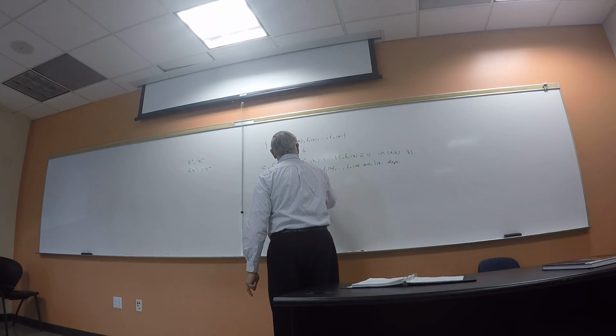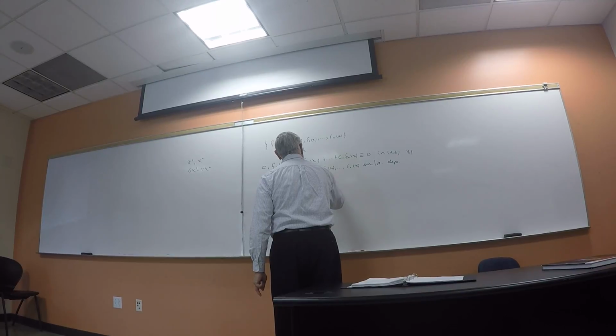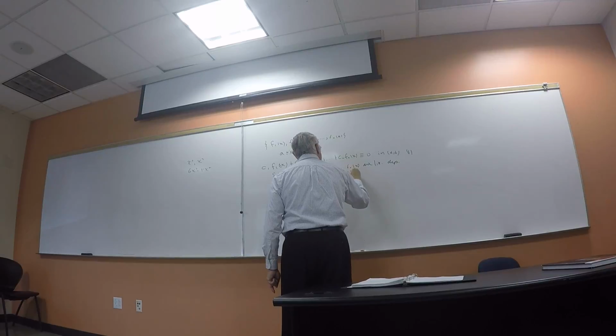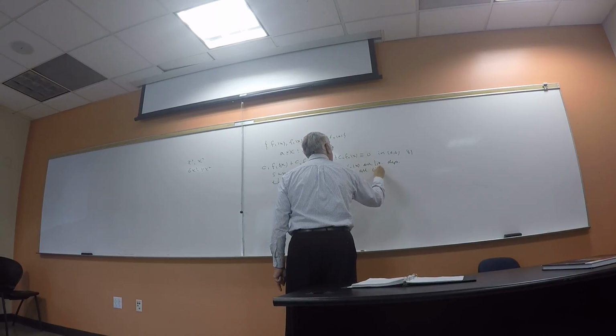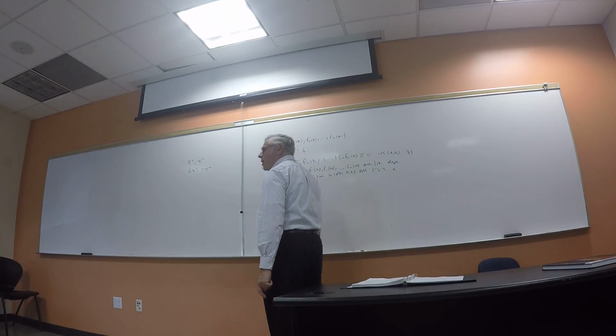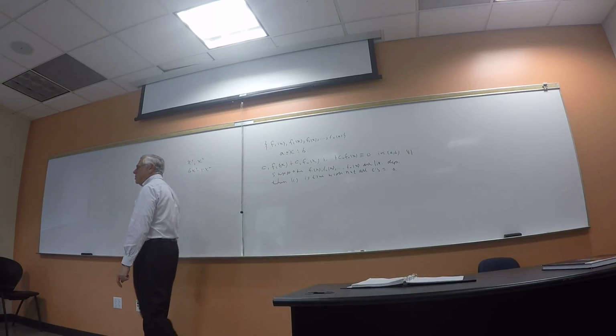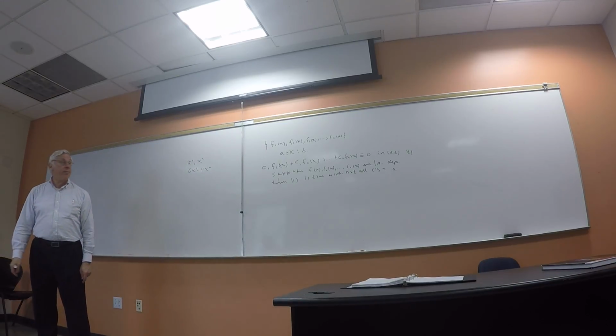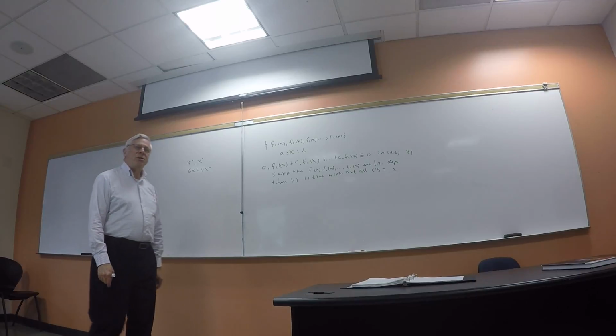Then equation 1 is true with not all c's equal to 0. Okay? So there's at least one c not equal to 0, usually a bunch of them. Okay? Now, what we're going to do is the following.